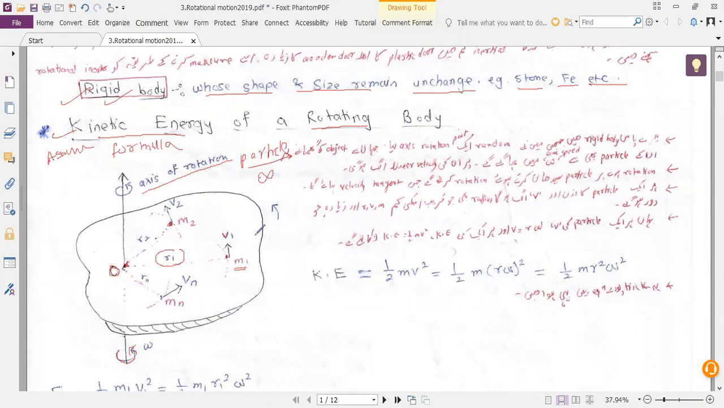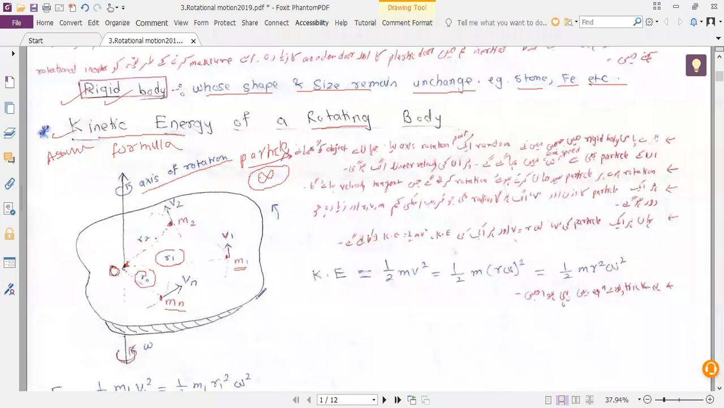Now similarly, we take another particle; its mass is m2, its velocity is v2, and its distance is r2. But the problem is this whole body is made up of an infinite number of particles, so we can't give every particle a name like m2, m3. So we use a mathematical term. Suppose this object contains n particles. The nth particle's mass is represented by mn and its distance by rn.